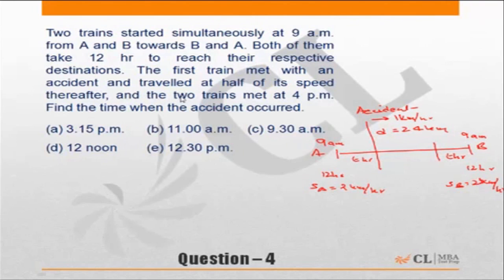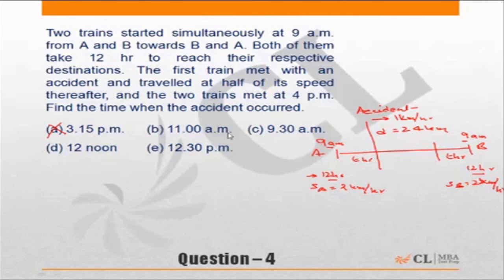As I said, since the speeds of the two trains are the same, because they're taking the same amount of time, no accident would have meant if they're starting at 9 am and it takes 12 hours to reach the destination for both of them, they would have met 6 hours after 9 am, which is 3 pm. So my answer has to be less than 3 pm. The accident has to definitely occur before 3 pm. So choice A is incorrect.